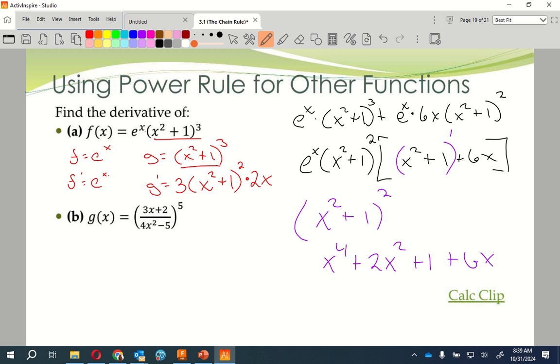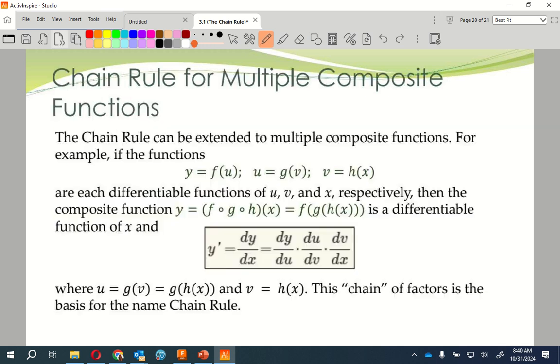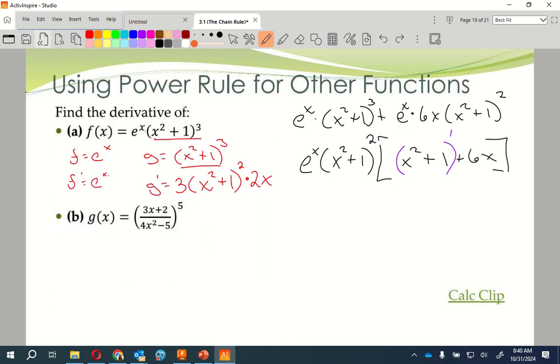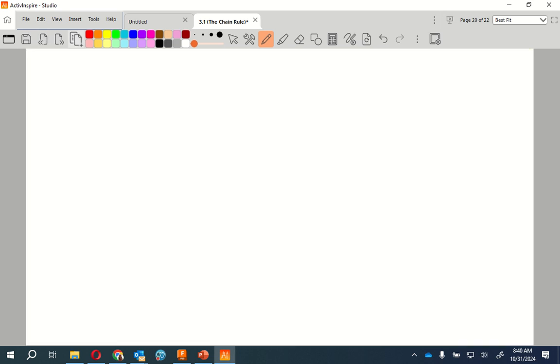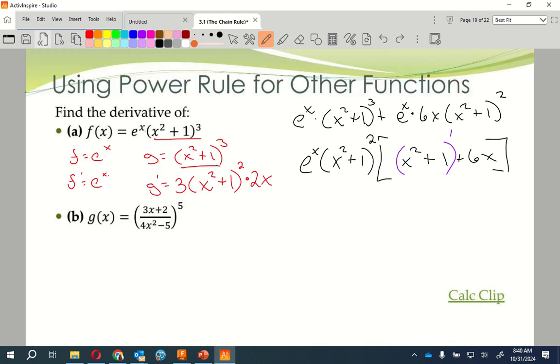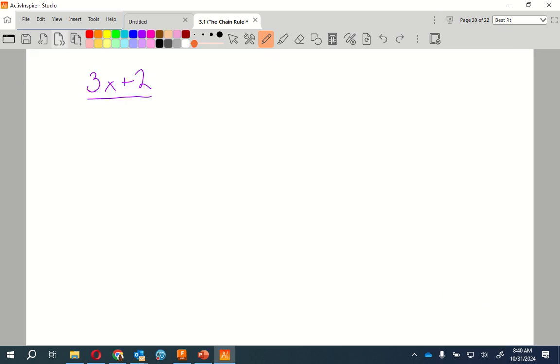Okay. All right, so now let's see right here. So I'm gonna remove this, and I'm gonna have to take some more room for this next one. This next one's gonna be a little bit more. 3x plus 2 over 4x squared minus 5.